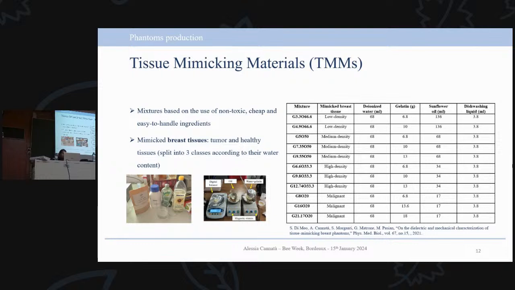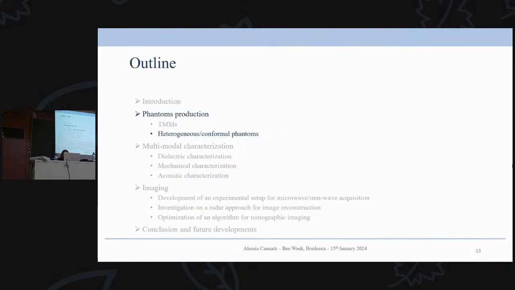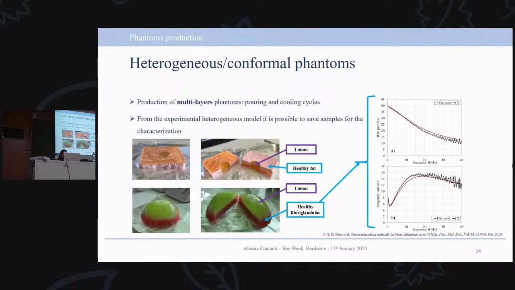And when the procedure to obtain phantoms was well established, we went to the production of multi-layer phantoms. As you can see, they are jelly materials, not a big deal. We developed multi-layer phantoms in a linear configuration or a hemispherical conformal configuration with a cup for the fruits. And we saw that it is possible to construct them by properly pouring and cooling the mixtures. And they show good results even in the characterization. Some samples can be taken from this entire phantom and go to the characterization, and the results are good, but we will see it later.